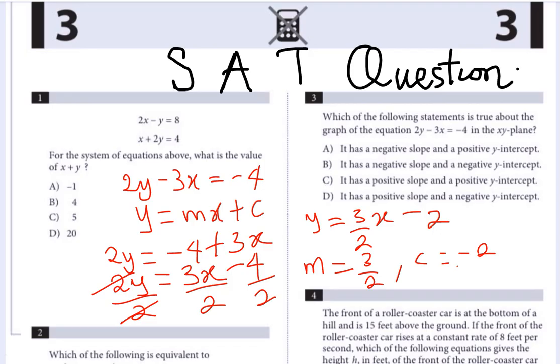So from what you have there, what do you think the option will be? A positive slope and a negative intercept. So where is that? Positive slope and negative intercept. That is option D.